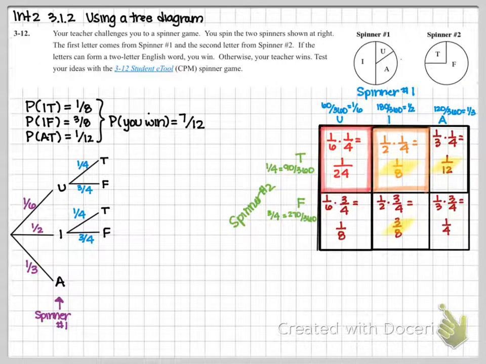And then we have the exact same thing happening with A. So A was the first spin, then you had your second spin, which could have been a T or an F. The 1/4 and the 3/4 hasn't changed. So now everything here represents spinner number 2.